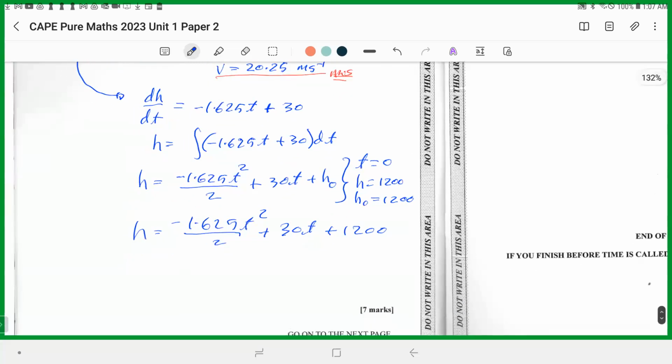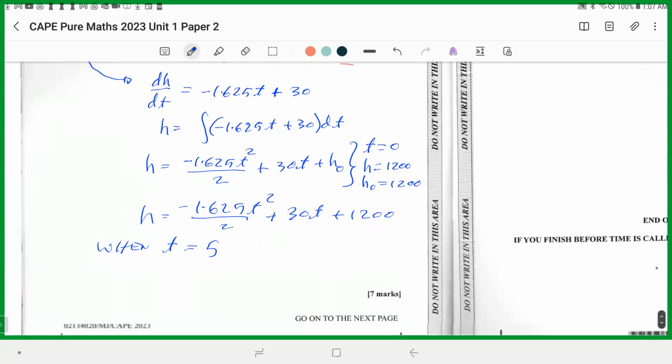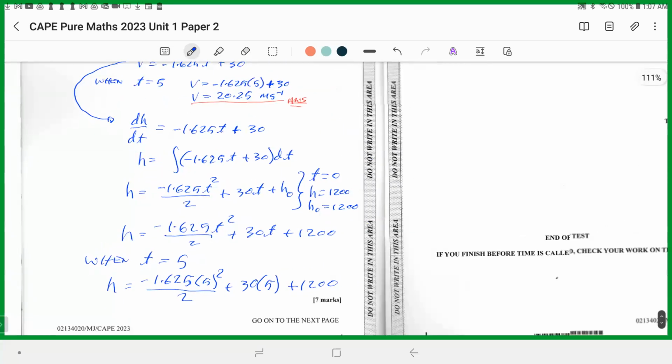And they plug in t equals 5. When t equals 5, that height becomes negative 1.625 times 5 squared over 2 plus 30 times 5 plus 1200. And that's what you're working out.